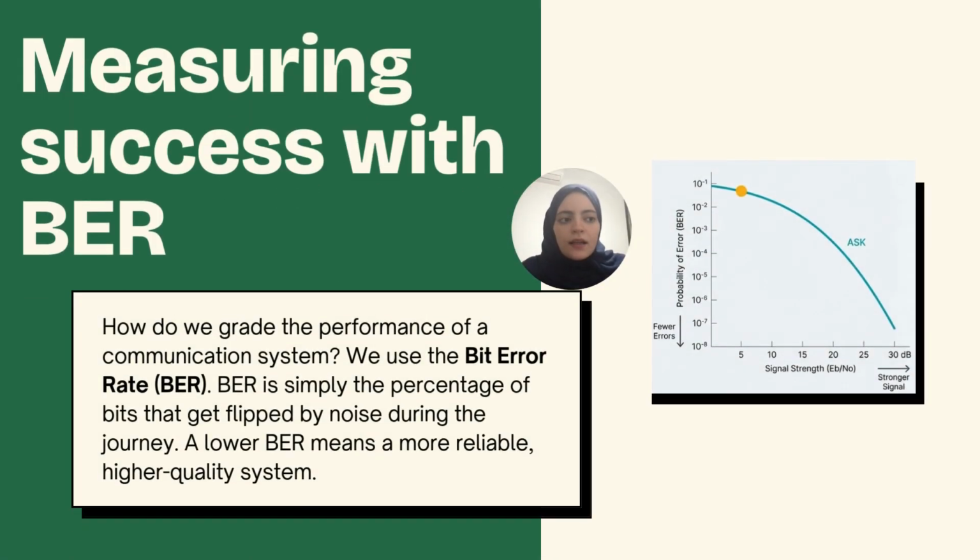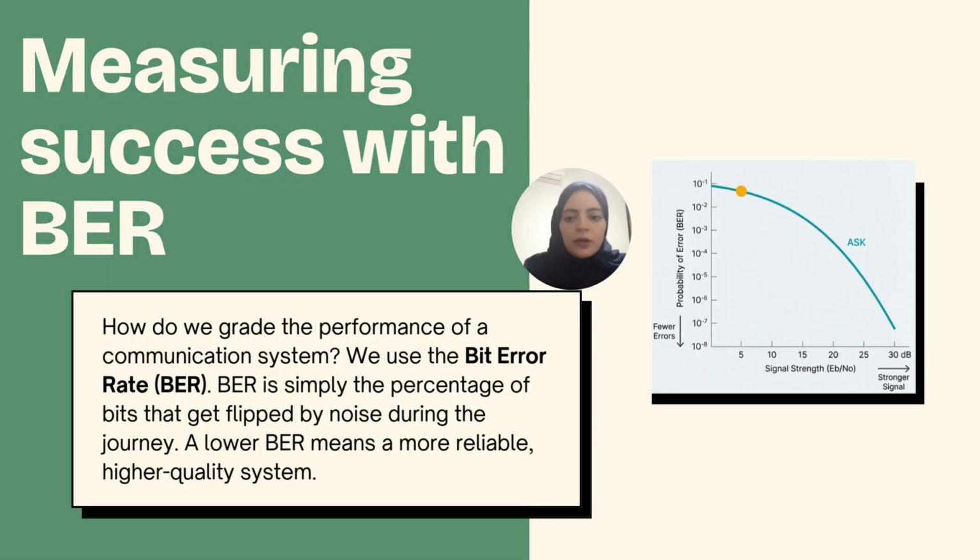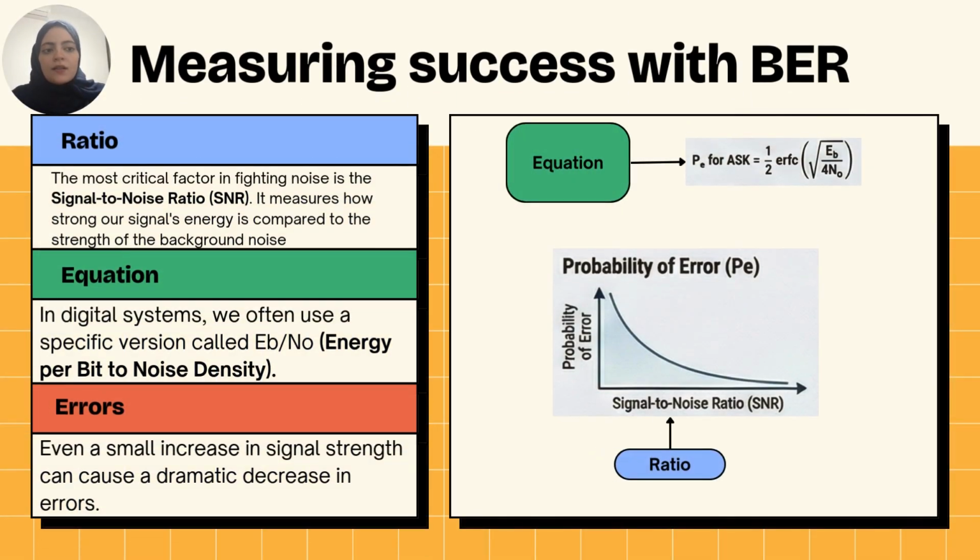Since ASK encodes information in the signal strength, it is very sensitive to noise. That's why we need to be able to measure the noise effect, which we call the bit error rate. We measure the performance using the bit error rate, which is the percentage of bits flipped by noise. For this to be accurate, we need a high signal to noise ratio, which is expressed as Eb over N0.